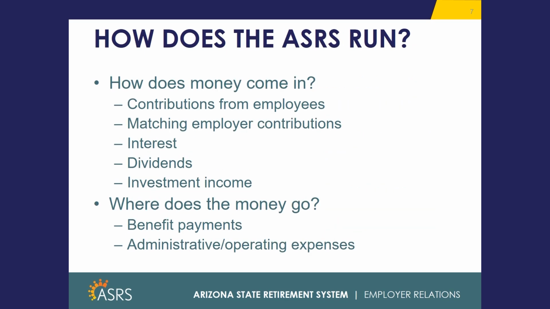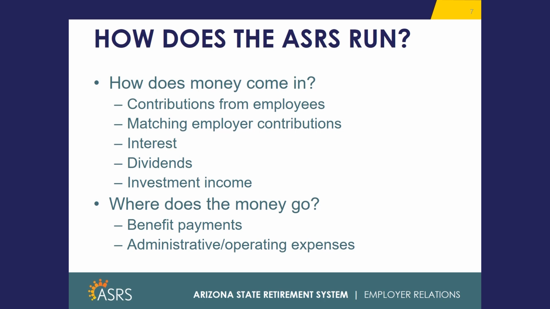How do we run the retirement system? Well, we run it by having contributions come in from employees. The employer has to match those contributions, and the monies are invested in a variety of different areas. We have it in equity stocks, real estate, private equities, and we get dividends and interest from that investment income.